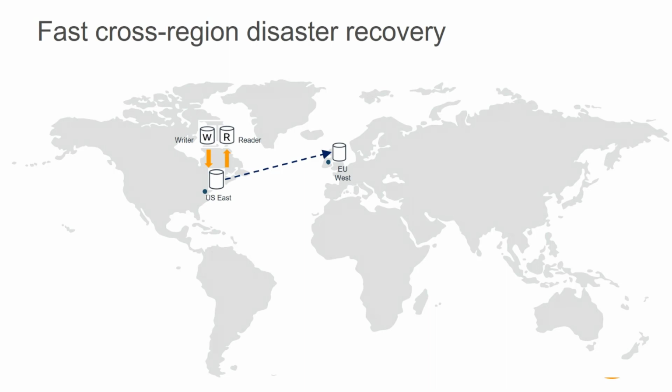But bottom line is that if there is a disaster, you have to make a choice: do I want to bring up this region as a primary and continue running my workload, knowing that there might be some data loss? So the RPO, recovery point objective, is not zero in this case.